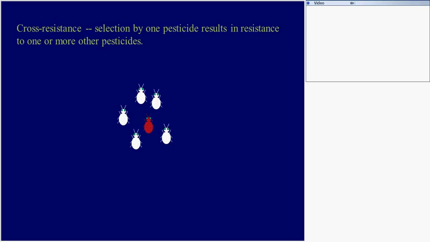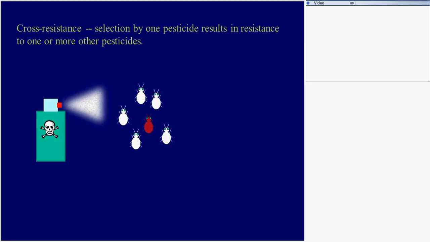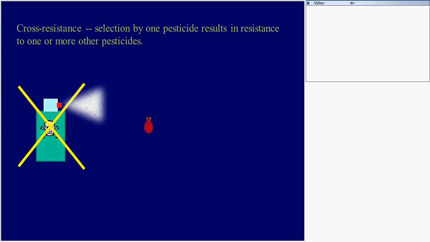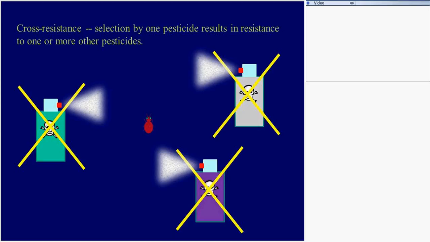There are several types of resistance. There is resistance to a single compound, which is the most common one. But there's also cross-resistance. This is when selection by one pesticide leads to resistance to that pesticide, but also to other pesticides as well. Usually we check chemicals that are chemically similar, whose molecules are similar in structure to the one we were selecting for resistance. But it's not always the case. Sometimes you use one insecticide, but end up with resistance to a number of different insecticides.